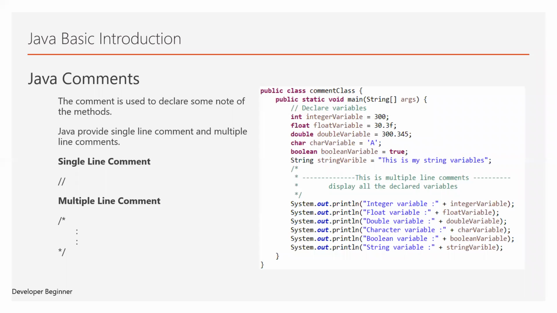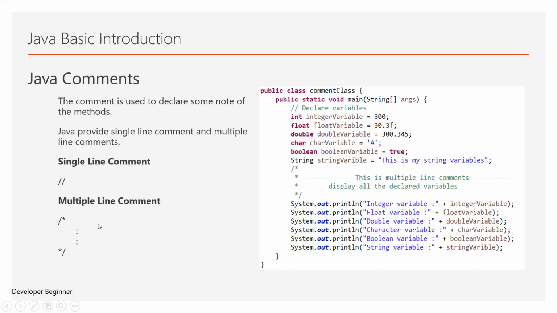Next, the Java comment. The Java comment is used to declare some note on a method, class, or attribute. Also, you can comment out some unwanted code on execution. Java provides the single line comment and the multiple line comment. You can define a single line comment with a double backslash, and you can define a multiple line comment with slash asterisk and asterisk slash.